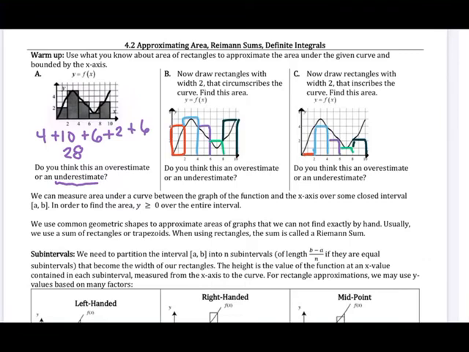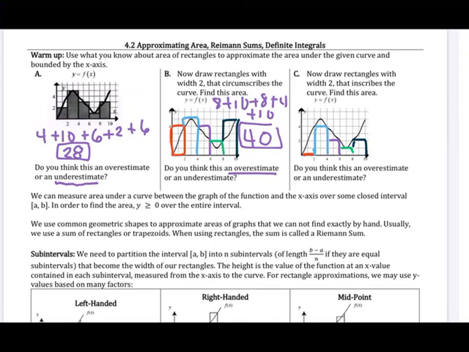For B, this is what it would look like if we circumscribed the curve, meaning for all of our rectangles, the entire curve is encompassed. I think before we even calculate the area here, it's pretty clear that this is an overestimate. Every rectangle is including more area than the curve at that particular place. So what I'm seeing here is that the area of the red rectangle is 8, the area of the blue one is 10, the area of the purple one is 8, green is 4, and black is 10. So this total area is going to be 40.